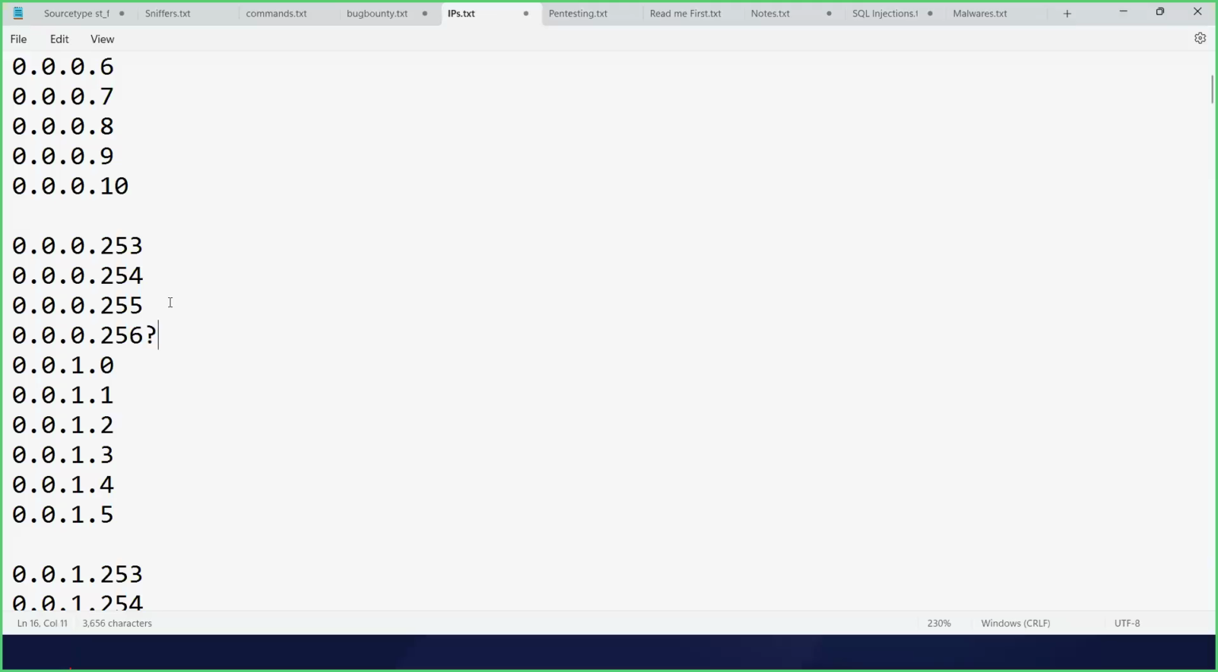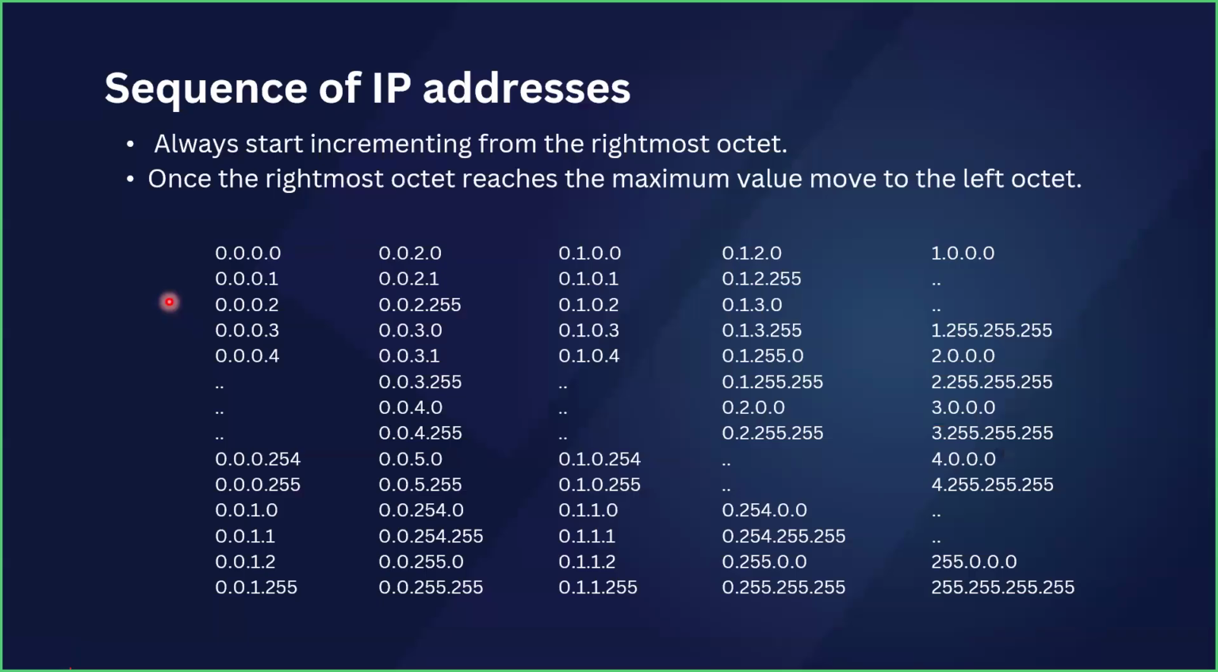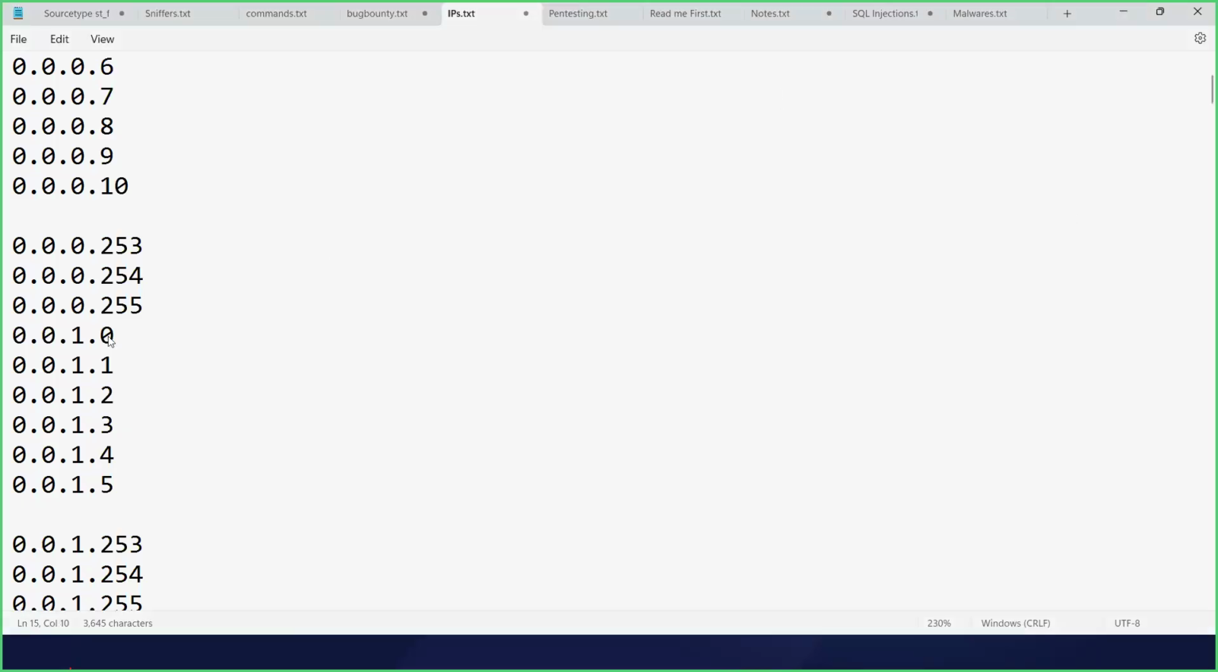Okay. Now, after this, can we have an IP like 0.0.0.256? Is this possible? Definitely not, right? Because if you remember, the maximum an octet can go up to is 255, not more than that. Okay. So now here comes rule number two. Once the rightmost octet reaches the maximum value, then you move to the left octet. As simple as that.